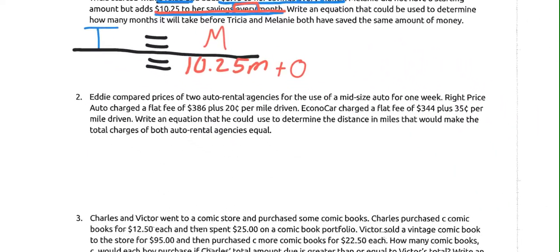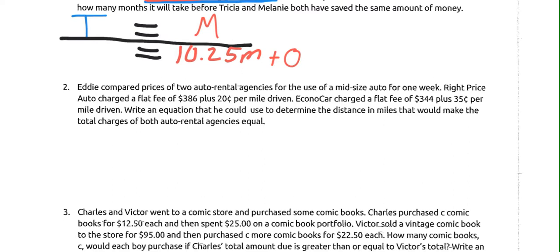For number 2, Eddie compared prices of 2 auto rental agencies for the use of a midsize auto for 1 week. Right Price Auto charged a flat fee of $386 plus 20 cents per mile driven. Econocar charged a flat rate fee of $344 plus 35 cents per mile driven. And we're going to write the equation just kind of like we did before. I'm going to do the same thing. I'll be a little more careful with my colors this time around.